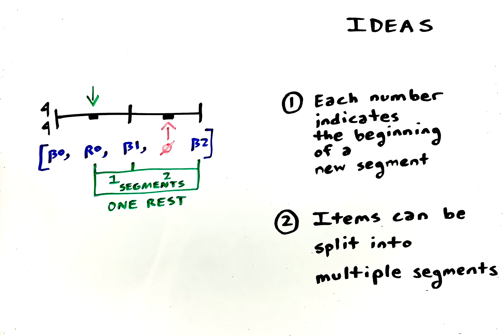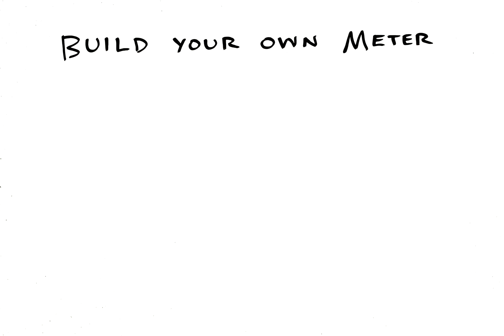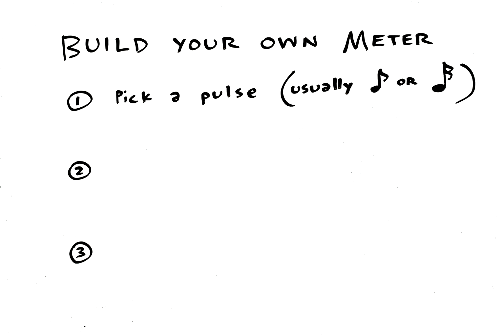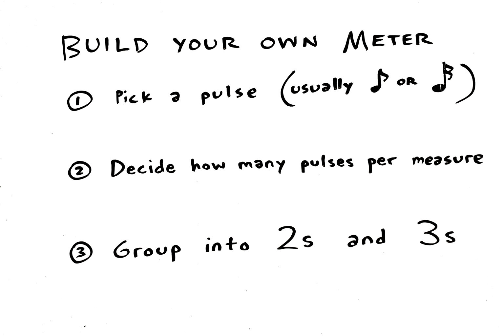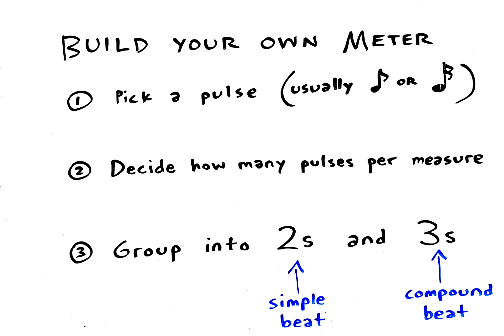To build your own meter, follow these 3 steps. First, pick a pulse. A pulse can be any note value, but it is usually an 8th note or 16th note. Second, decide how many pulses you want per measure. Third, group them together in groups of 2 and 3. Each group of 2 pulses is called a simple beat, and each group of 3 pulses is called a compound beat. If you used only simple beats, your meter is a simple meter.